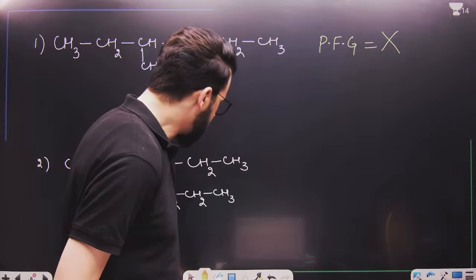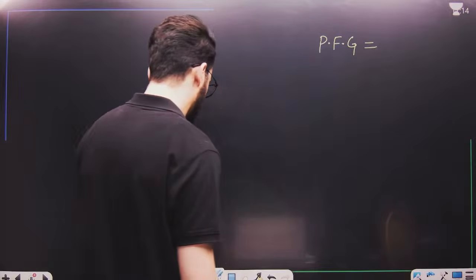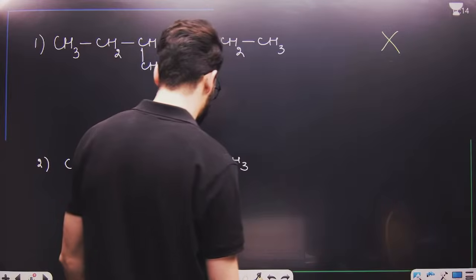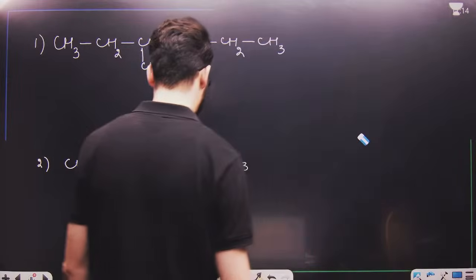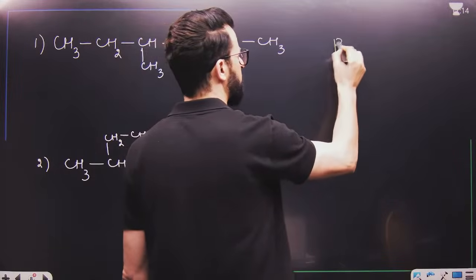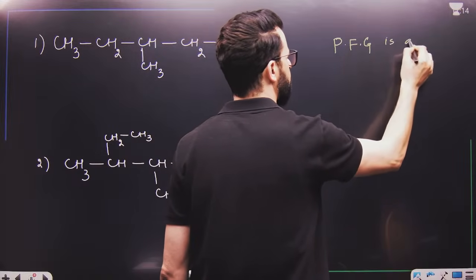But let me tell you, it's not that the principal functional group is halogen. Let me erase this. It's not that the principal functional group is halogen. No, I am saying the principal functional group is absent.